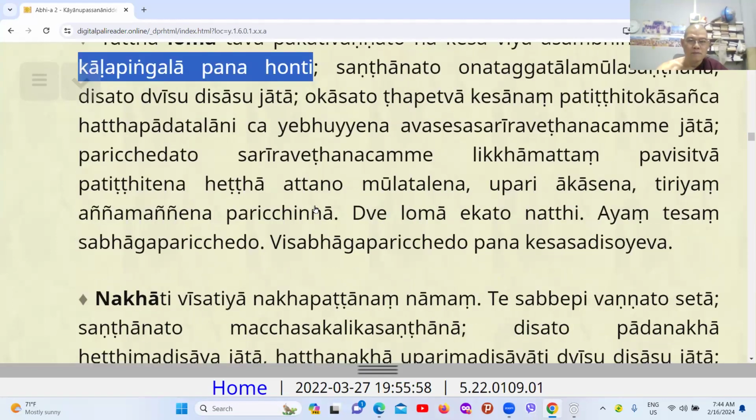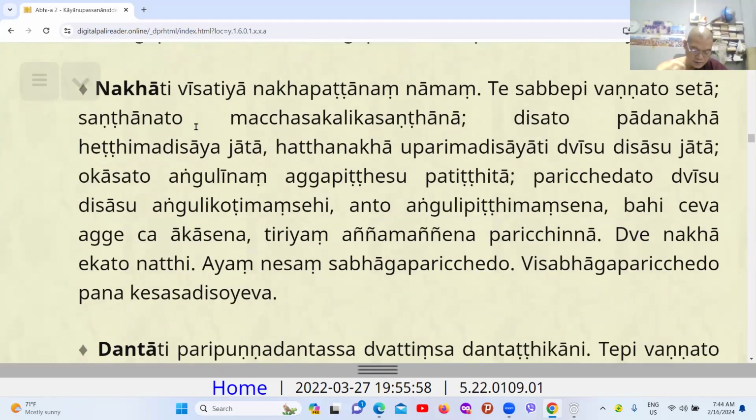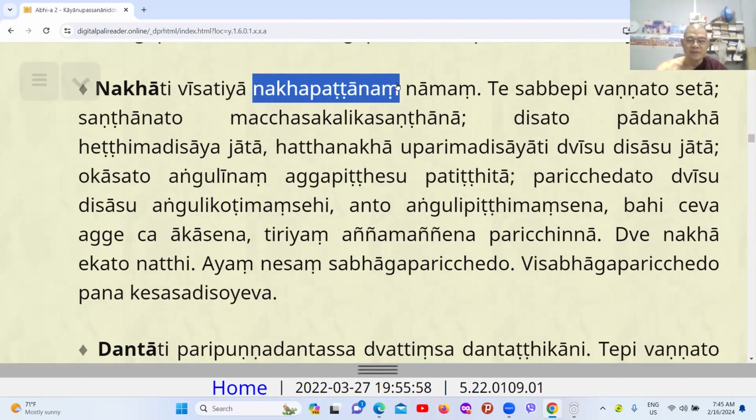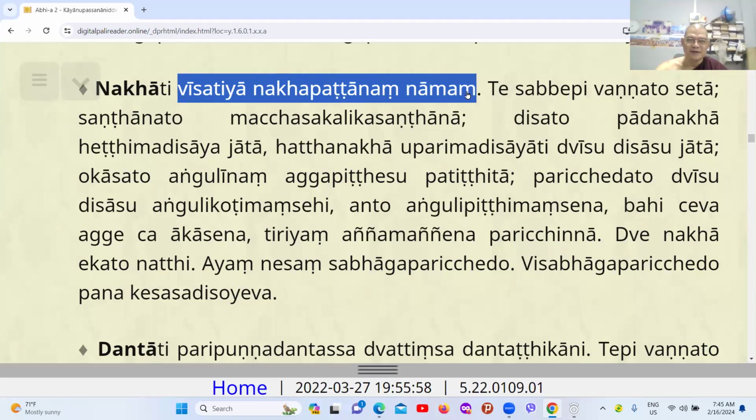Nakha. What is nakha here? We see 20 nakha, nails: head nails, foot nails, 10 and 10. Some people have 11 nails. But generally speaking, we have 5 fingers on each side and 5 toes on each side. That's why we have 20.